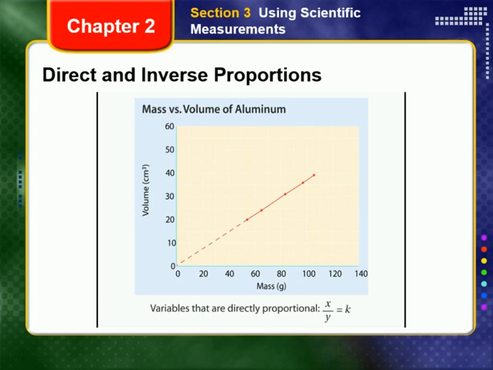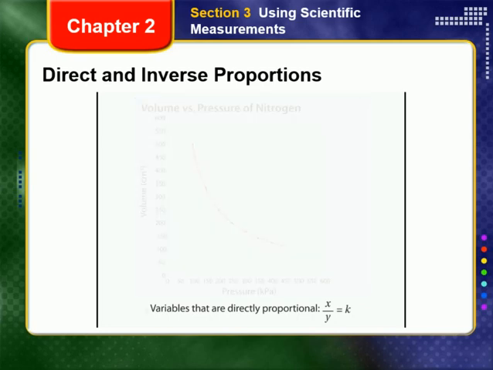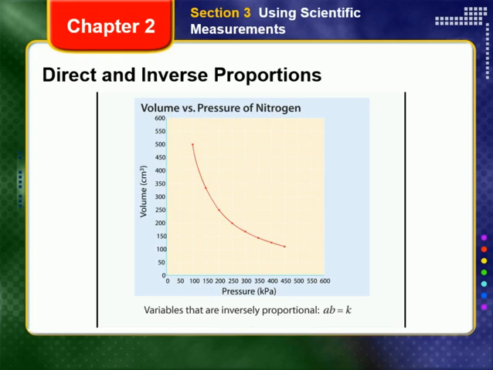Two variables are directly proportional when their quotient is constant. In this example, when we divide the mass by the volume, we get a constant. From the graph, we see that when variables are directly proportional, when one increases, so does the other. Two quantities are inversely proportional when they have a constant product. In this example, when we multiply the volume and the pressure, we get a constant. From the graph, we see that when variables are inversely proportional, when one increases, the other decreases.